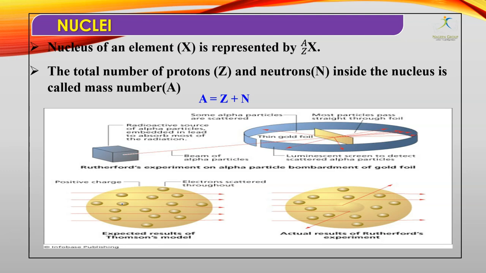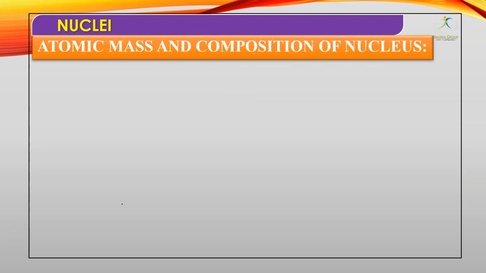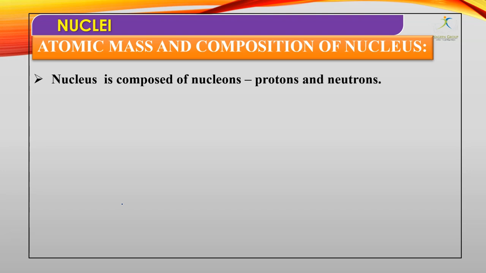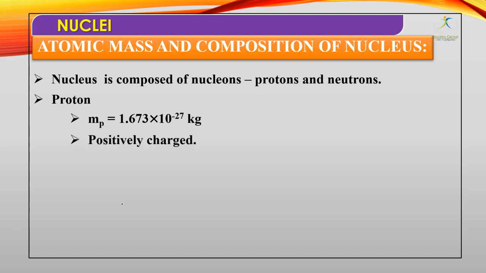By this experiment, we actually know that inside the atom there will be a nucleus. So, atomic mass and composition of a nucleus. The nucleus is composed of two things, which I told you earlier: proton and neutron. The mass of a proton is 1.673 × 10^-27 kg, which is positive in nature, and its charge is e, where e is 1.602 × 10^-19 coulomb.